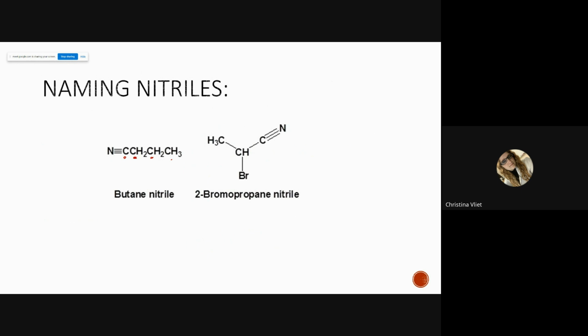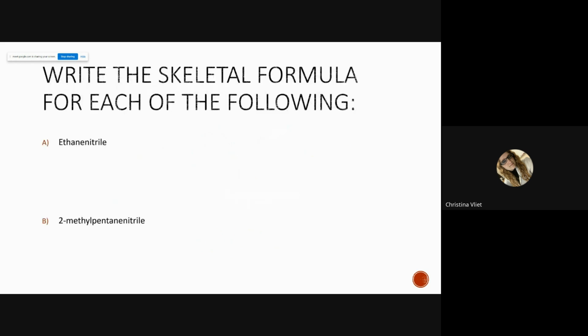You write the name of the alkane. It's really weird. And then you just write nitrile at the end. So it's butane and then nitrile. This is 1, 2, 3. Propane, then nitrile. So this has a substituent, so it's got the 2 bromo there too. Right? So ethane nitrile, let's see if we can write it.